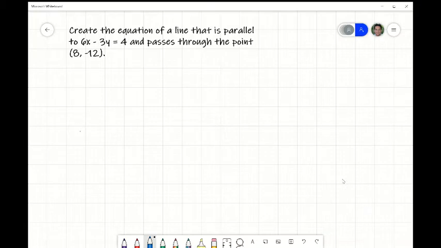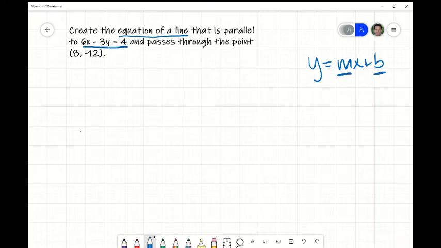So let's point out a few things we're definitely going to need to know, right? First thing we need to understand is we've got to create an equation of a line, and since I said this is in standard form, we've got to create an equation of a line that is in slope-intercept form, right? And here's slope-intercept form. Slope m and y-intercept, which is b.